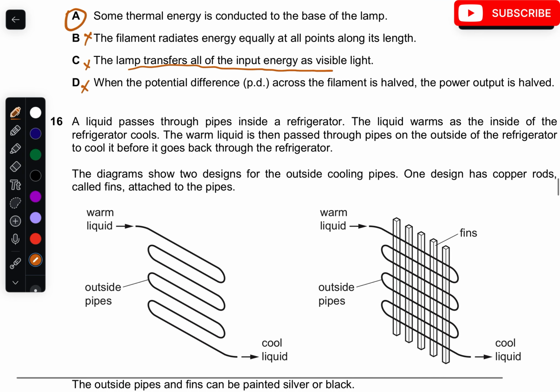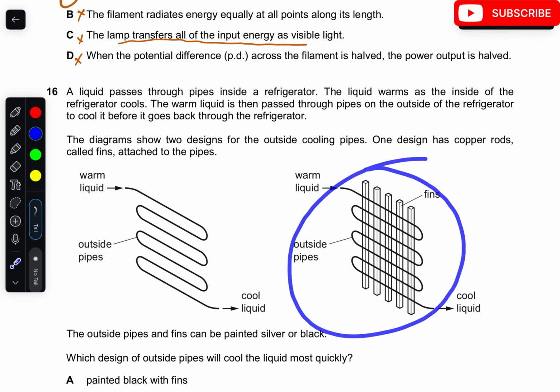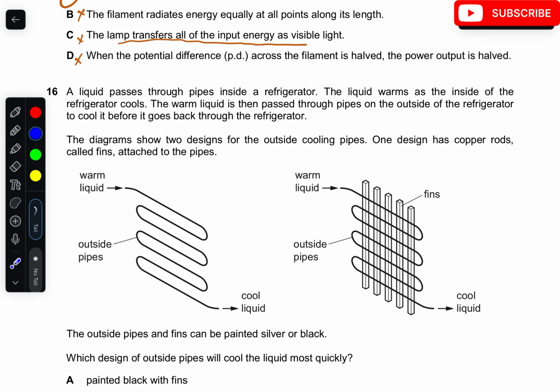In question 16, a liquid passes through a pipe inside a refrigerator. The liquid warms as the inside of the refrigerator cools. The warm liquid then passes through a pipe on the outside of the refrigerator to cool it before it goes back through the refrigerator. Okay, so the liquid is used to cool the inside of the refrigerator, and then that liquid will move out and lose its heat to the outer environment through these pipes, and then it will go back to do the cooling, right?